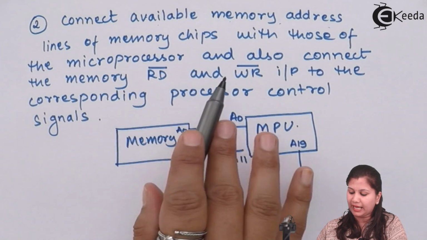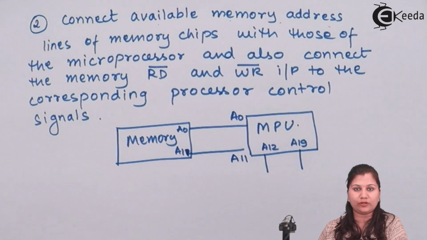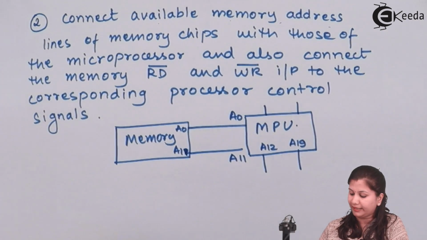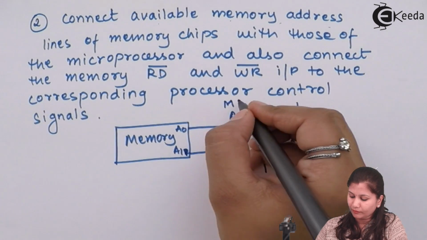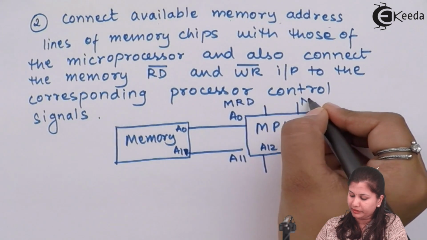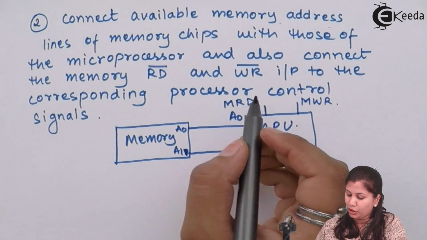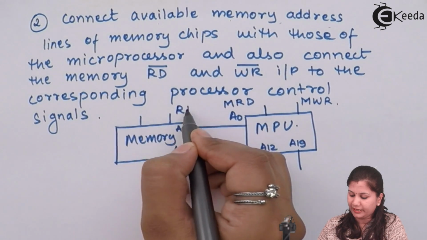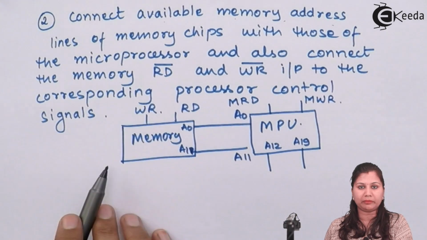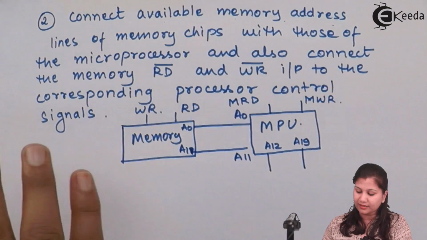Okay, so connect the available memory address lines of the memory chip with those of the microprocessor. Also connect the memory read and write inputs to the corresponding processor control signals. Microprocessor 8086 has two signals, one for memory read, MRD, and one for memory write, MWR. These signals will be connected to the read and write signals of the memory chip. Okay, so this was our second step.